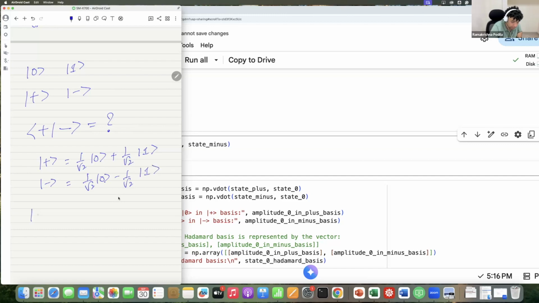then state 0 would be some a times plus, plus some b times minus. Our goal is to determine what a and b are. As you can clearly see, a should be equal to, if I took the bra, let me get the eraser, sorry, plus, not 0.